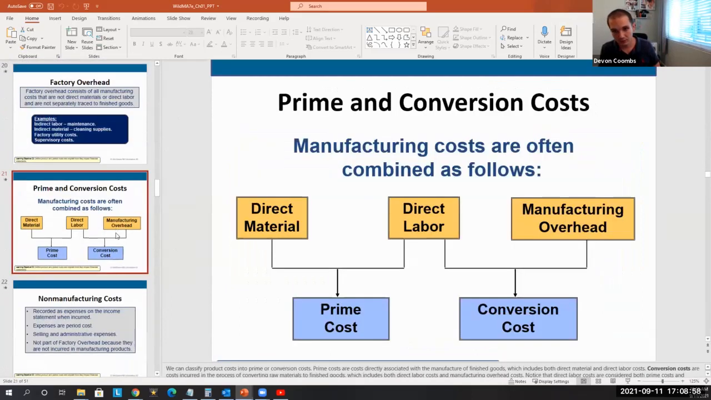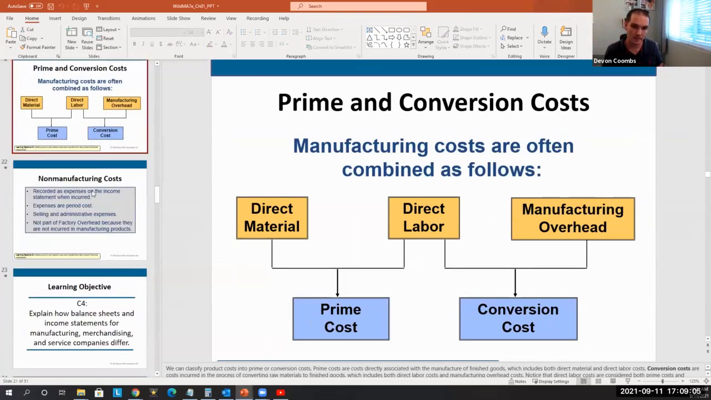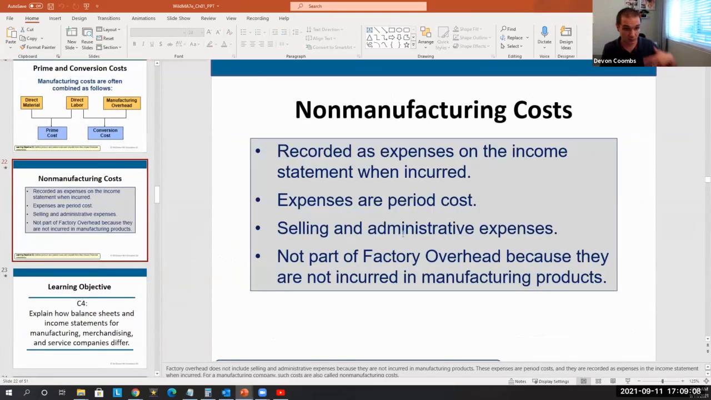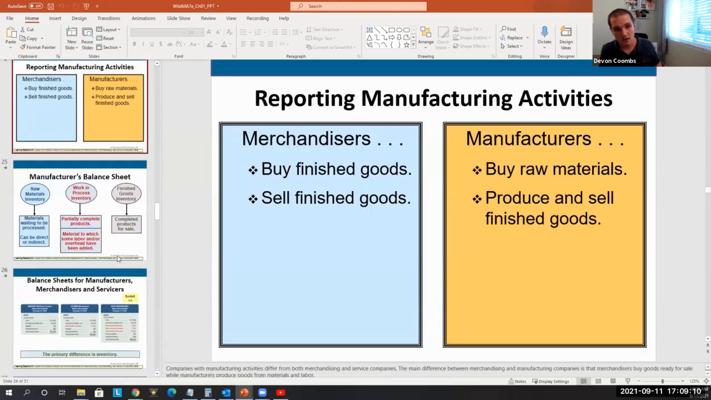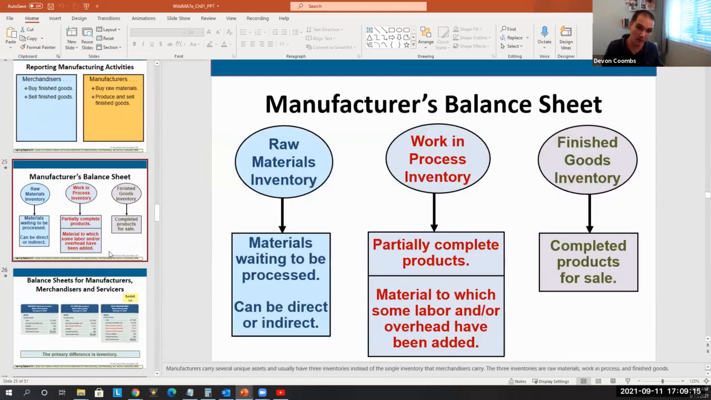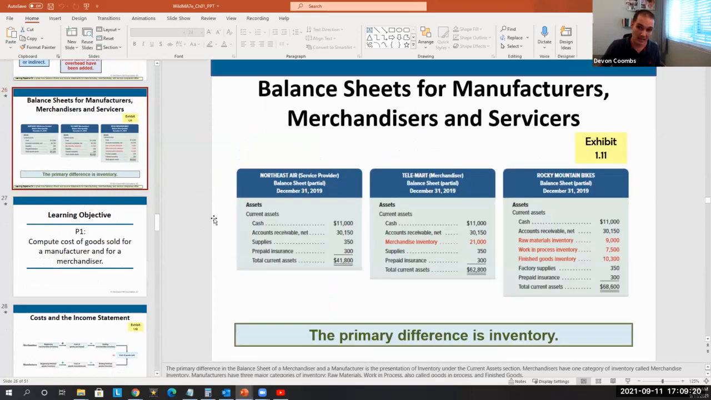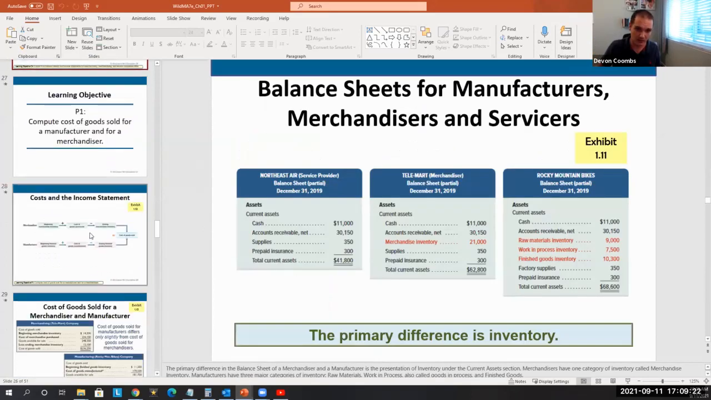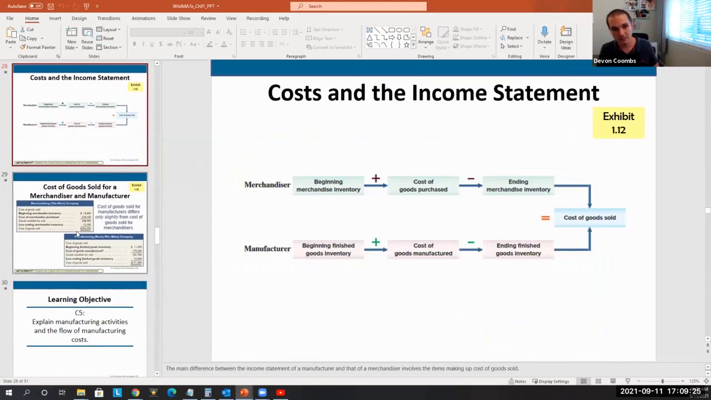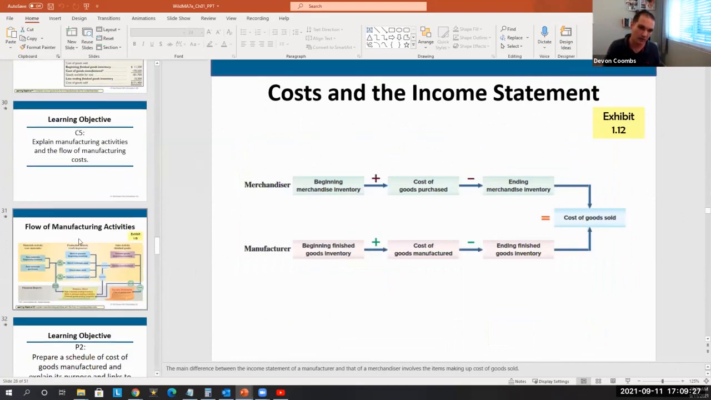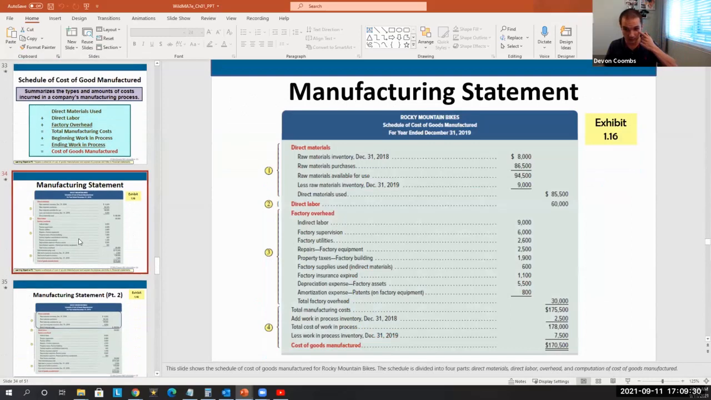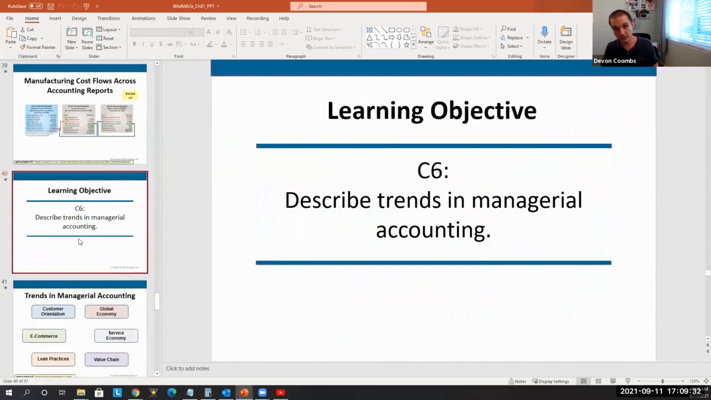We talked about direct labor, factory overhead. Know the difference between prime costs, which are direct material and direct labor, and conversion costs, which are direct labor and manufacturing overhead. And then non-manufacturing costs, which are those period costs. Understand that there's different flows for manufacturers and merchandisers. We're going to be mainly focused on manufacturers, which have raw materials, work in process, and finished goods. Right? And that shows the difference of the balance sheets here, and how income statements might differ because now we have the cost of manufacturing. And then here's all the flow of manufacturing, which we talked about. So you need to understand all of that.